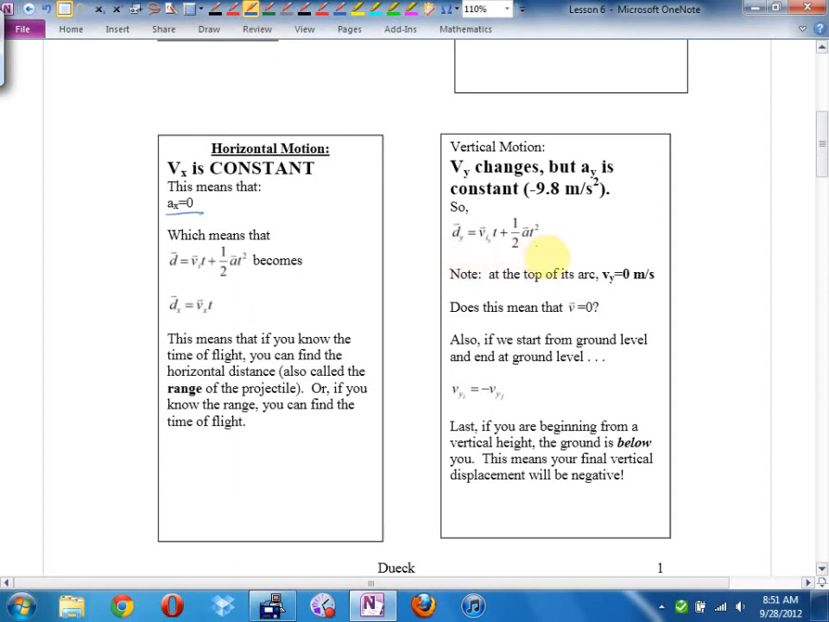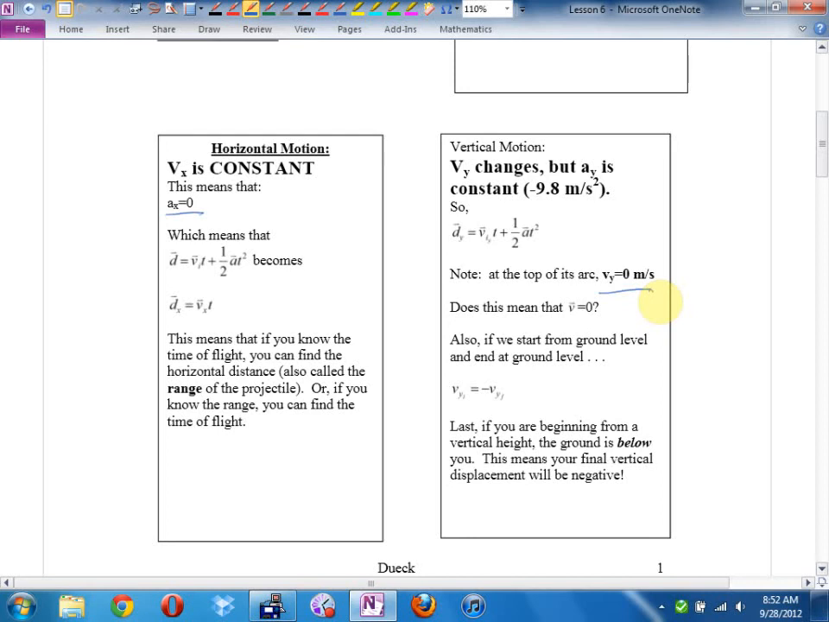So this equation is the one you use the most. At the top of its arc, Vy equals 0. That's very handy to remember. Does this mean that your velocity is 0 if Vy is 0? If I throw something and at the very top of its arc Vy is 0, does that mean its velocity is 0?